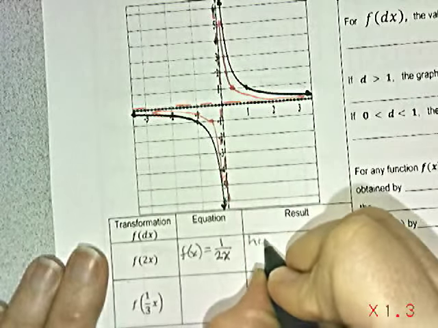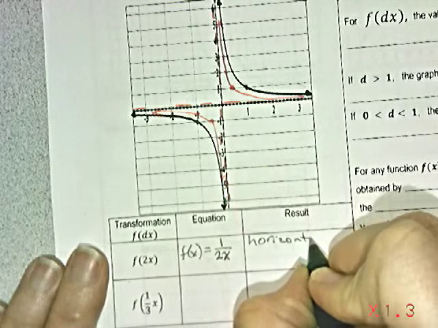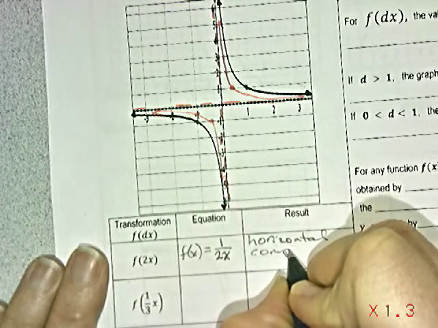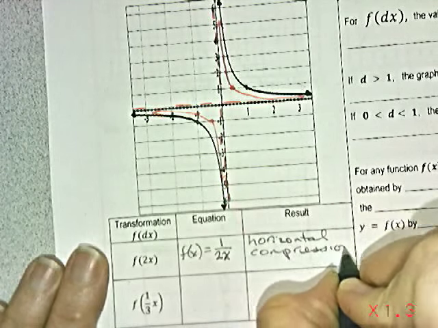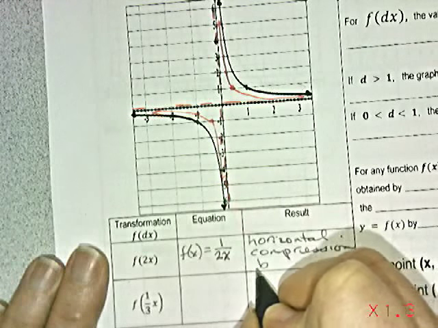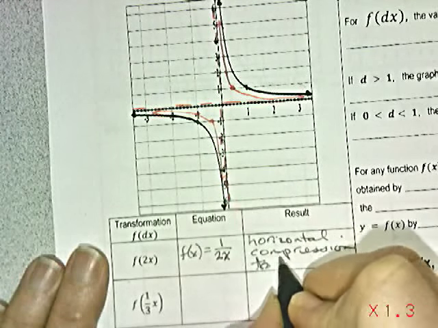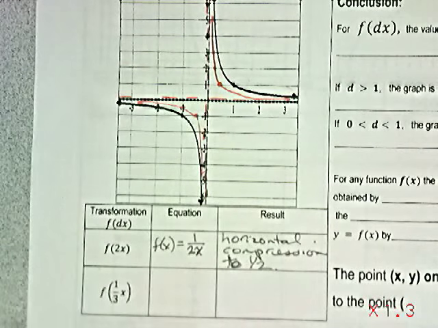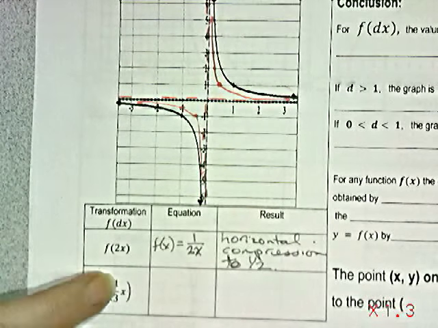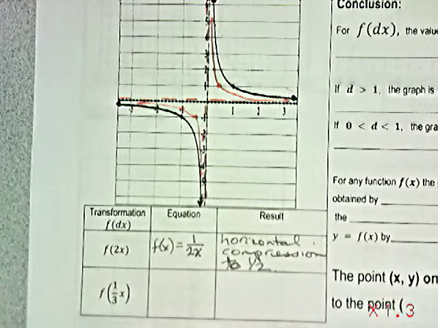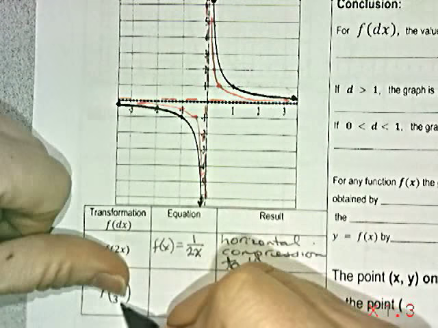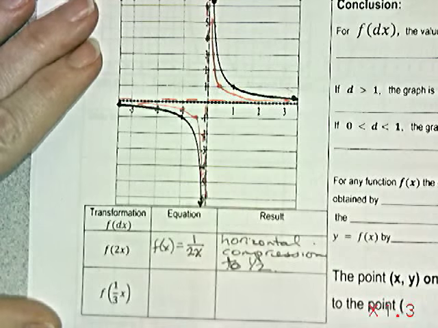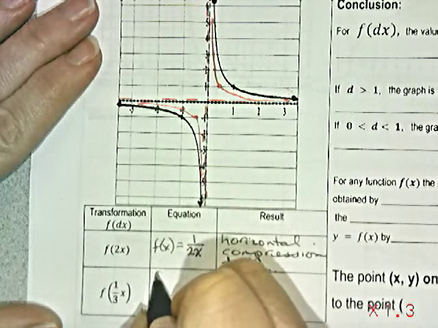So a horizontal compression to half of what it originally was with its horizontal distances. Finally, putting a third inside my denominator. Now this becomes a little bit tricky in terms of trying to figure out what this equation might be.